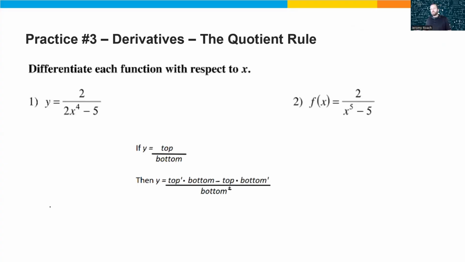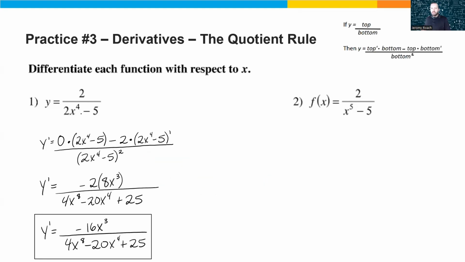So the quotient rule is very much related to the product rule. It has to do with finding the derivative of the top portion, the numerator, times the bottom, the denominator, and then we subtract the top, the numerator, times the derivative of the denominator. Then we divide everything by the denominator squared. Here's how we do this first one.